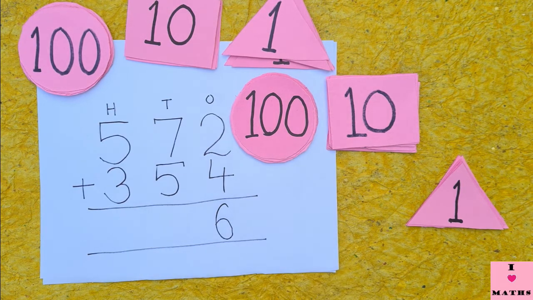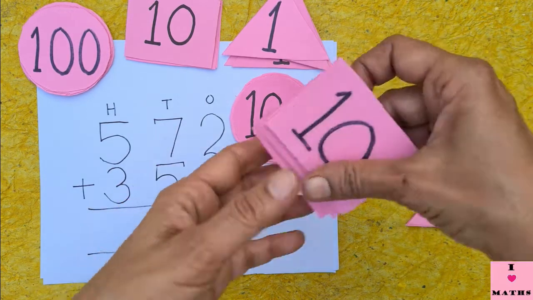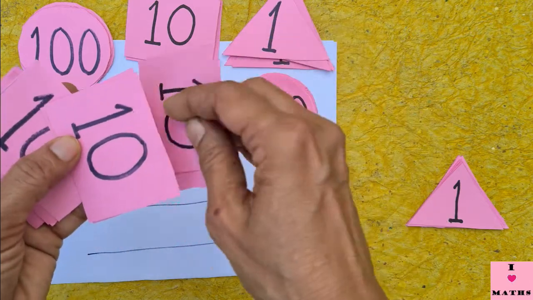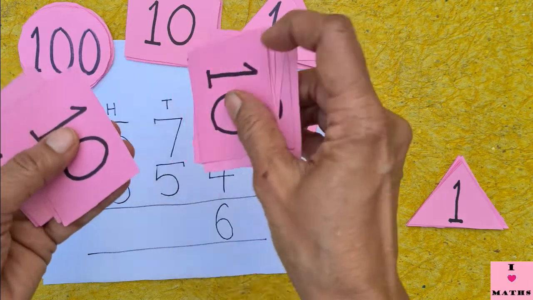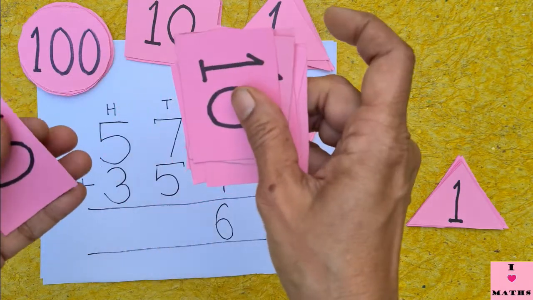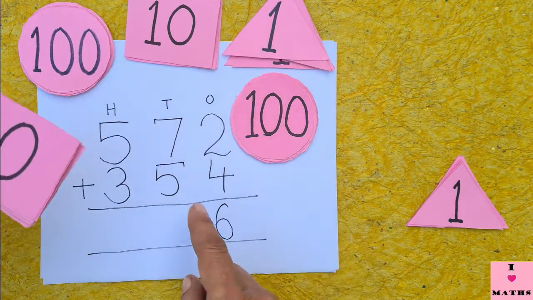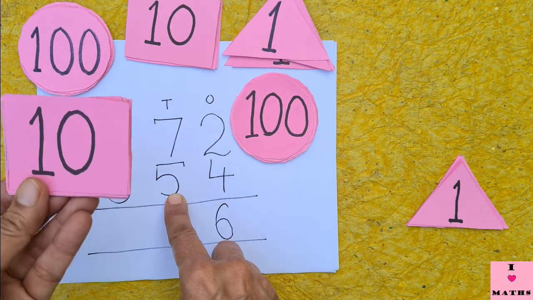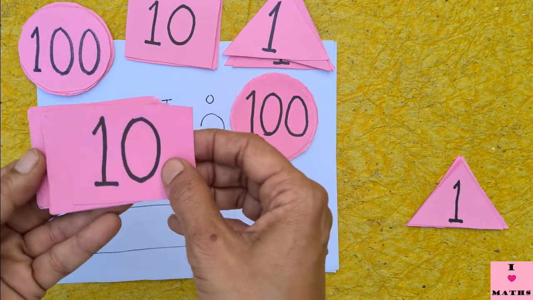Okay, now let me count the tens cards. 1, 2, 3, 4, 5, 6, 7, 8, 9, 10, 11, 12. I have 12 ten cards. It means 7 tens plus 5 tens are 12 tens. So 12 means 10 plus 2.